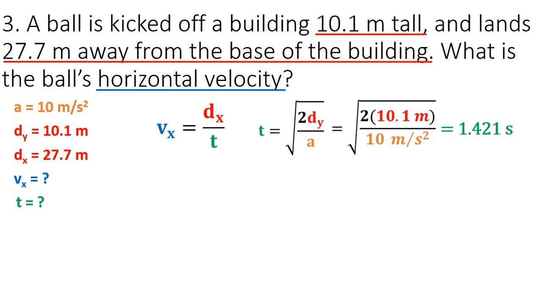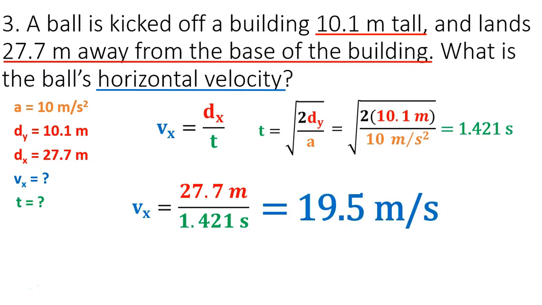When you plug in your values, you get 1.421 seconds for our time. Plug time into our original equation to solve for horizontal velocity. 27.7 meters divided by 1.421 seconds. And you get a Vx of 19.5 meters per second.